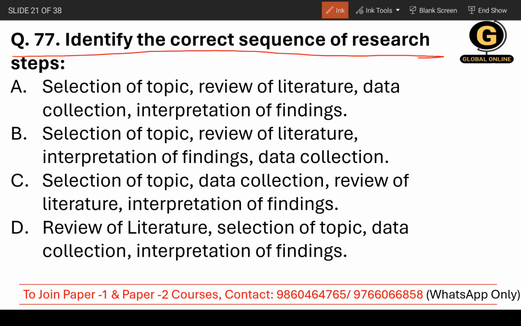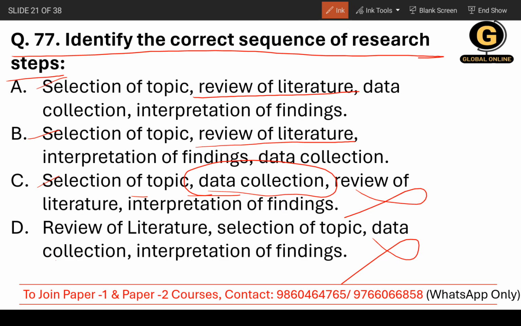Identify the correct sequence of research steps. So the first step is what? Selection of a topic, right? So selection of a topic includes first this, but not this. So we'll exclude this option. Then after selecting a topic, what do we do? We review. Literature review we do, right? So of course it considers literature review. It also considers literature review in the second place. But this is the data collection. If you're not reviewing, how can you collect your data? Okay. So this is also going to be excluded.